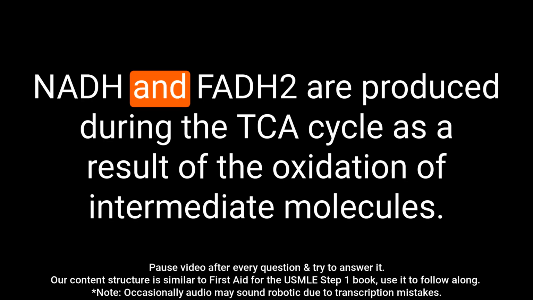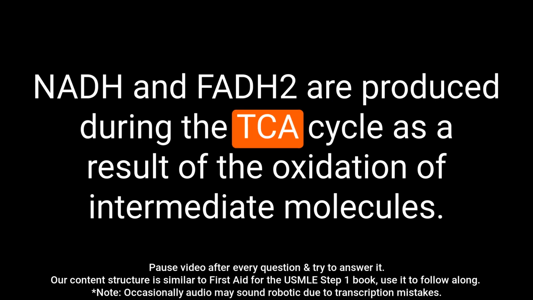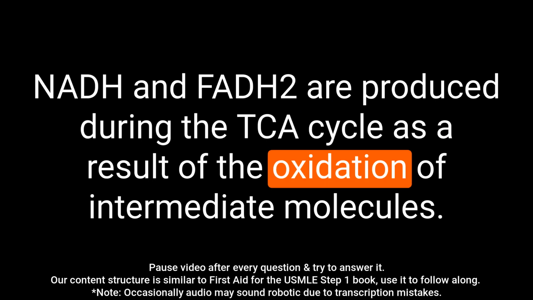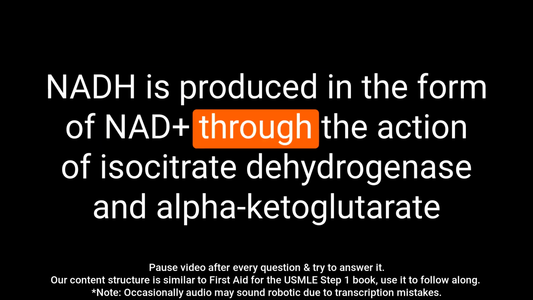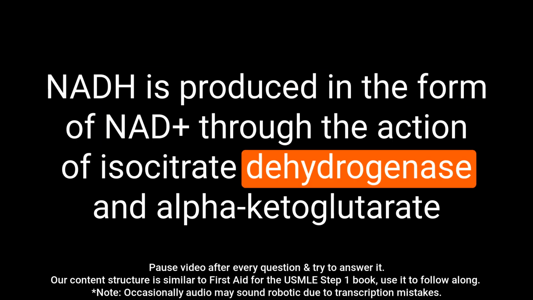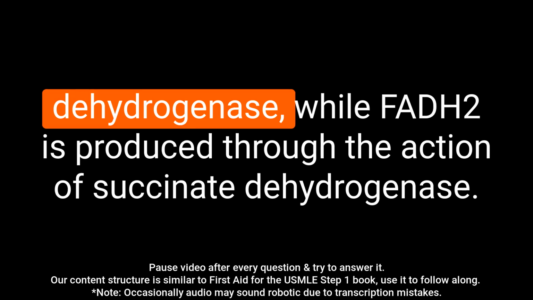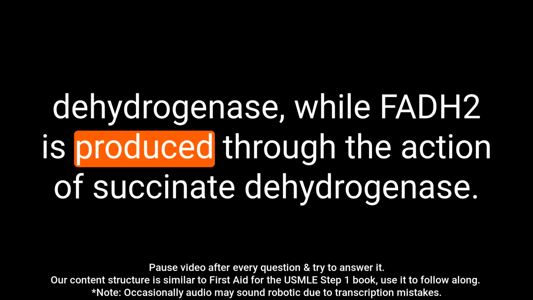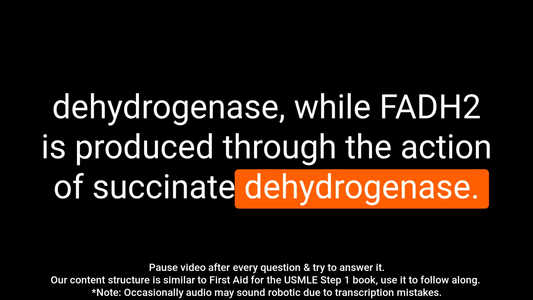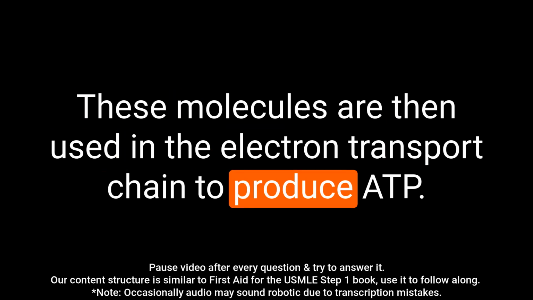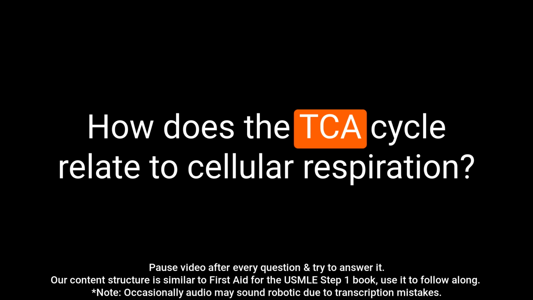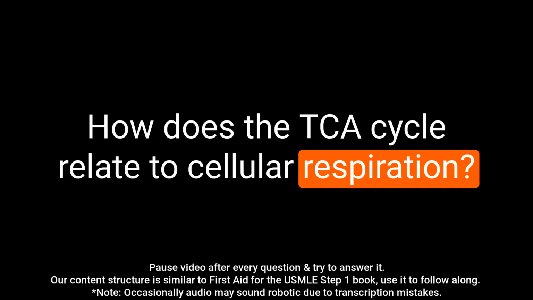Answer: NADH and FADH2 are produced during the TCA cycle as a result of the oxidation of intermediate molecules. NADH is produced from NAD+ through the action of isocitrate dehydrogenase and alpha-ketoglutarate dehydrogenase, while FADH2 is produced through the action of succinate dehydrogenase. These molecules are then used in the electron transport chain to produce ATP. Question: how does the TCA cycle relate to cellular respiration?